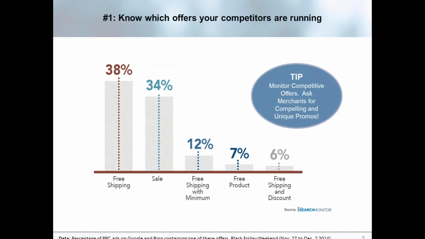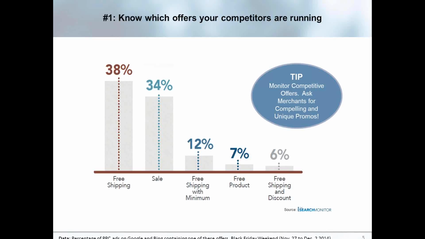So you see free shipping offers. About 38% of retail advertisers have a free shipping offer in their copy. Some kind of a sale or a deal is offered about 34% of the time. And then we start to see it trail down. So free shipping with some sort of a minimum, like spend $50 and get free shipping, get a free product, or free shipping and a discount, like get 25% off and free shipping together makes up the smallest amount, which right there where you see that 6%, that's where you can see an opportunity.